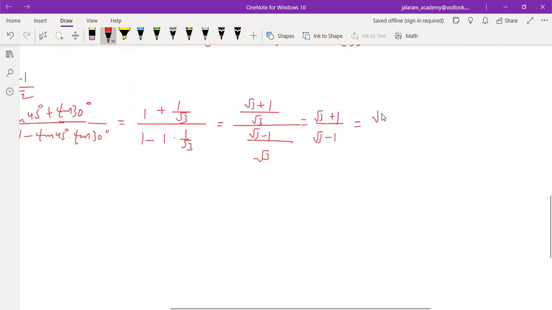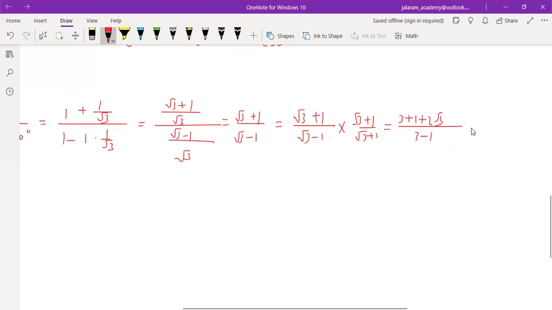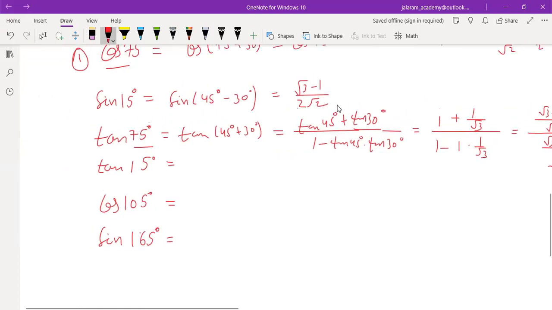And now we have to rationalize the denominator also in this by multiplying with root 3 plus 1. Learn all these values also. Sometimes they are used as the standard angles in some questions. The final result is 2 plus root 3. So value of sine 15 degrees is root 3 minus 1 upon 2 root 2. Value of tan 75 degrees, 2 minus root 3. Sorry, 2 plus root 3. Tan 15 degree you can find, 2 minus root 3.